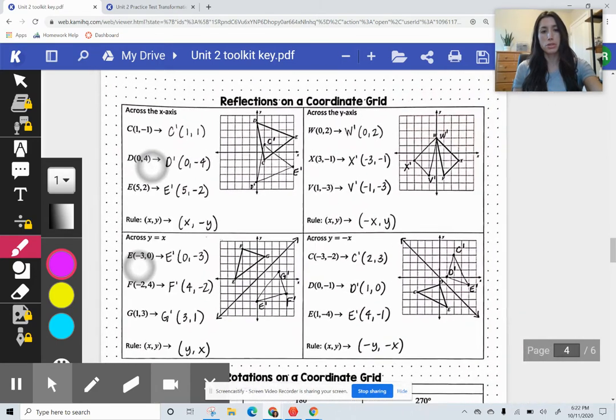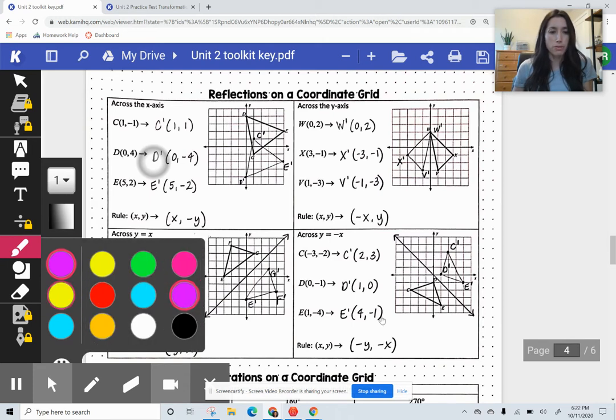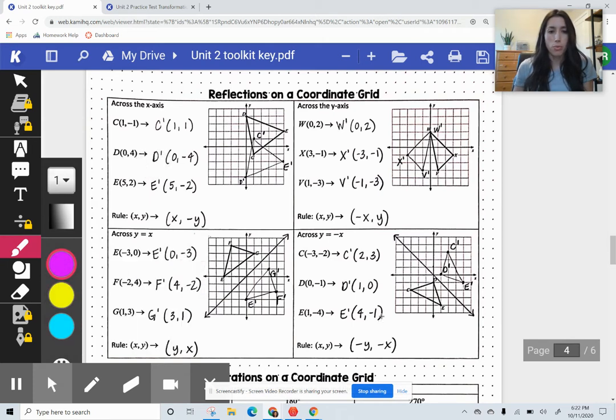Let me zoom out just a little bit. There we go. With our reflections, we want to first notice, okay, what type of reflection? The first one that we have here is an x-axis reflection. So this is the x-axis. You'll notice we have something above the line and then below the line, and it's actually kind of reflected onto itself. Each point is the same distance from this line, the x-axis.